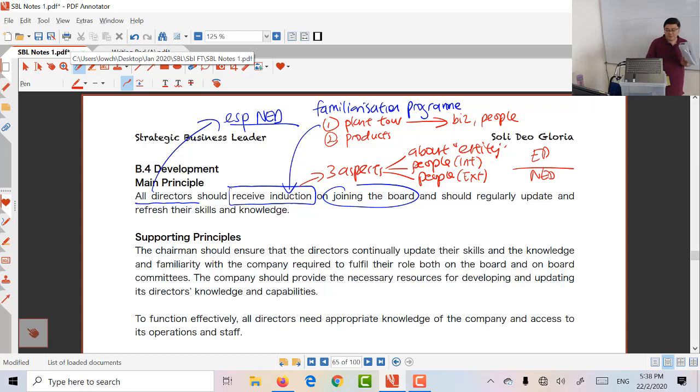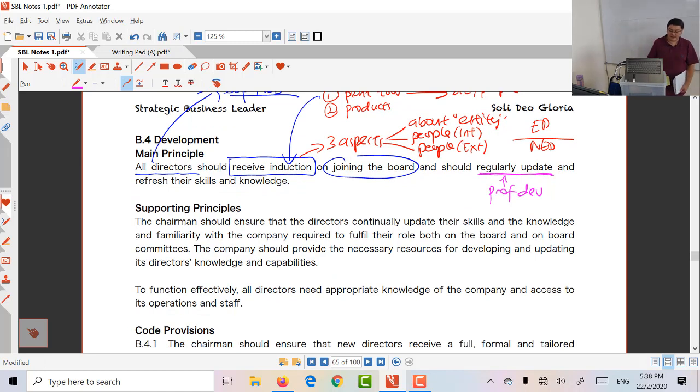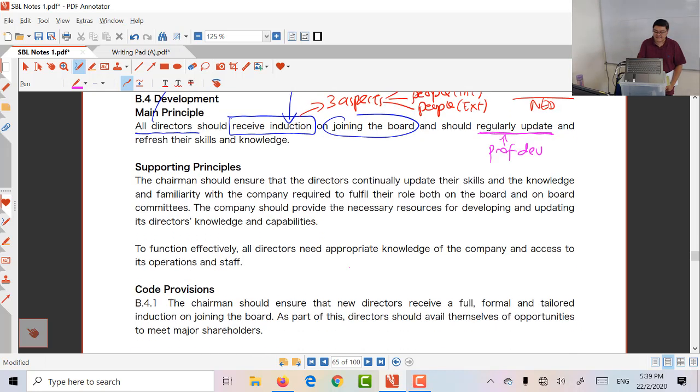So this is what it says about induction. Clear? Okay. It's not just induction. It says that they should regularly update and refresh their skills. This is professional development, which I think you should know why they want you to do that. The supporting principle repeats the same thing and says the chairman must ensure directors continually update their skills. Then they must provide the necessary resources.